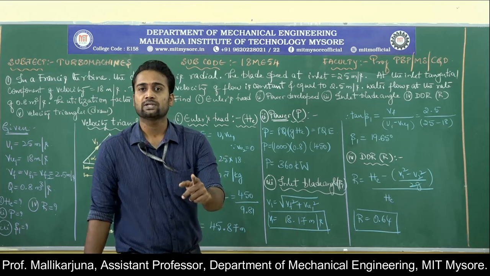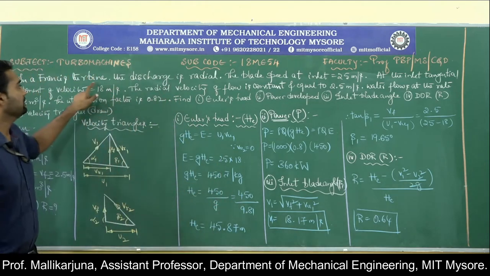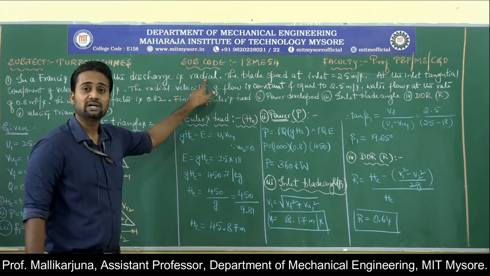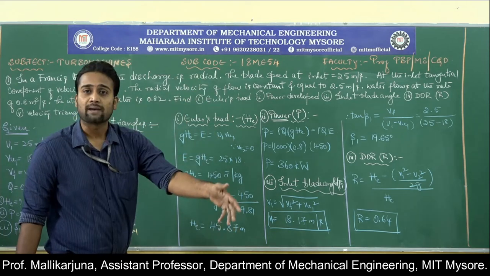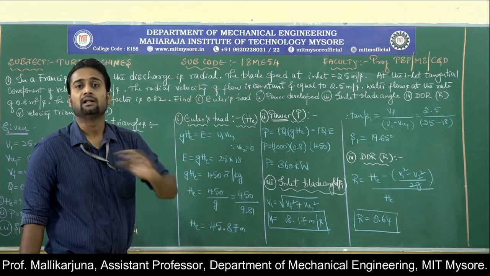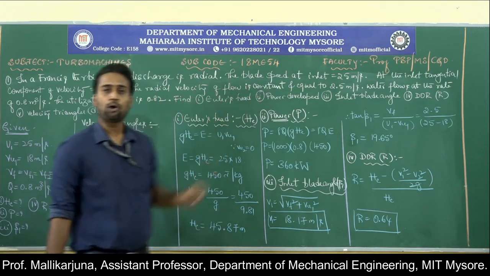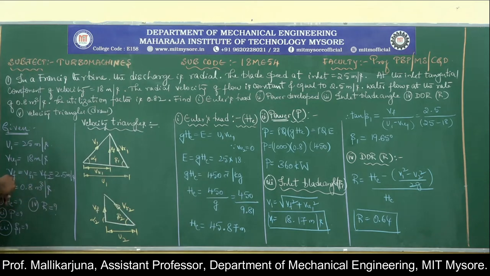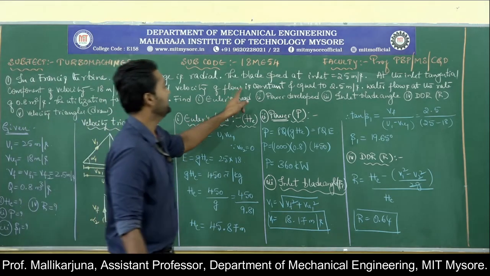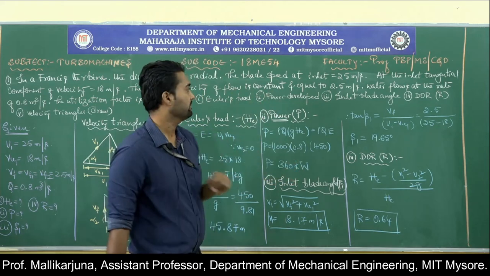What do you mean by flow velocity here? What kind of turbine has he given to us? It is a radial discharge turbine. Radial flow is happening. The flow type is radial. The flow velocity is the radial velocity, which is equal to 2.5 meters per second. So radial flow is constant, as he has mentioned. So Vf will be equal to Vf1, which will be equal to Vf2, which is equal to 2.5 meters per second. Why is Vf1 equal to Vf2? Because he has mentioned flow is constant.